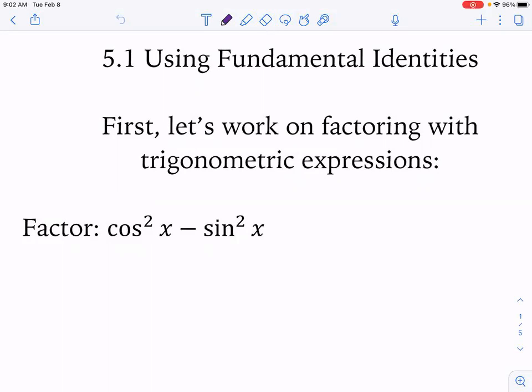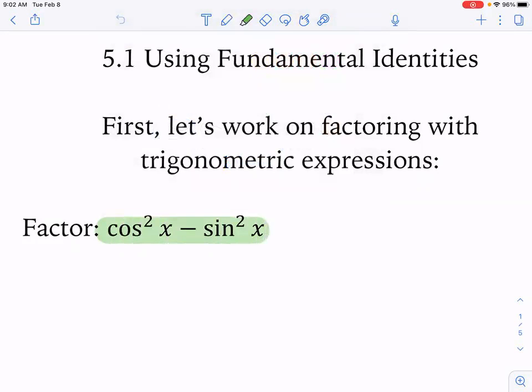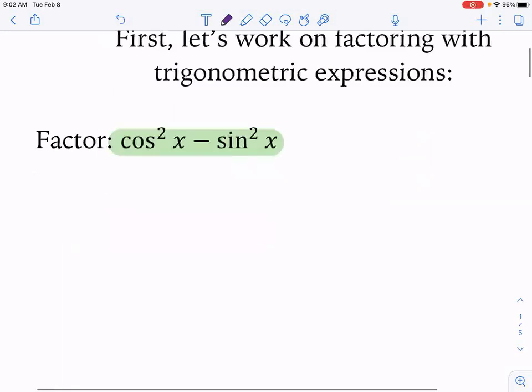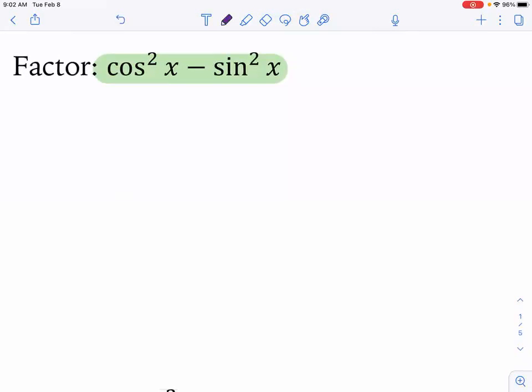Okay. So the first thing I want to work on is factoring. So go ahead and copy down this expression here for me. We're gonna have to get used to using our algebraic skills with trig. I know it sounds really weird. It's gonna feel a little awkward at first, but once we get used to it, it's not so bad. So we have cosine squared minus sine squared, and I want us to factor this.